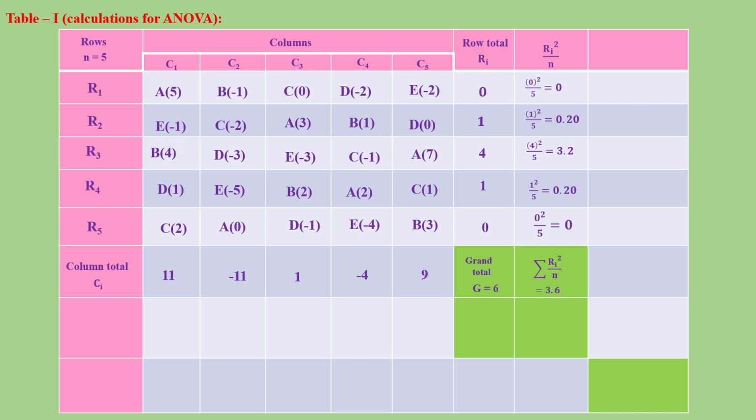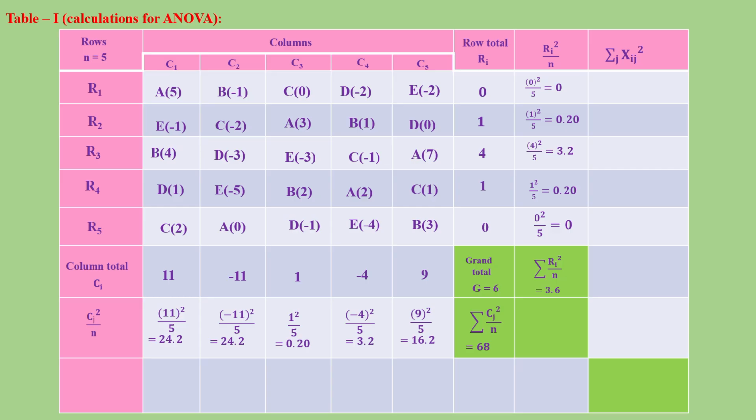Similarly, go to columns, Cj square by n. First, 11 square by 5, first column 24.2. Similarly, minus 11 square by 5, sorry, 24.2. So third column 1 square by 5 is 0.20, then fourth column 3.2, and fifth column 16.2. So sum up all those things, summation Cj square by n is 68.